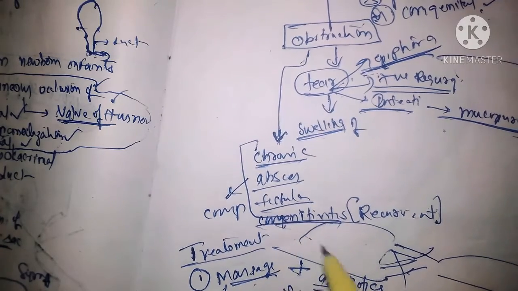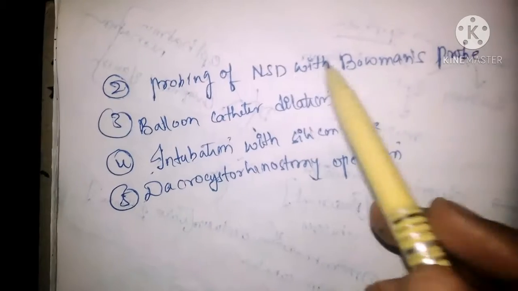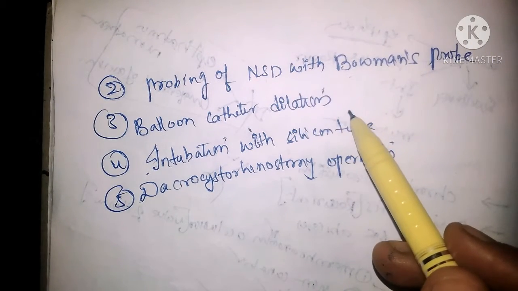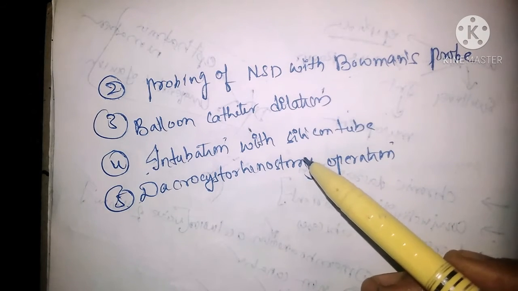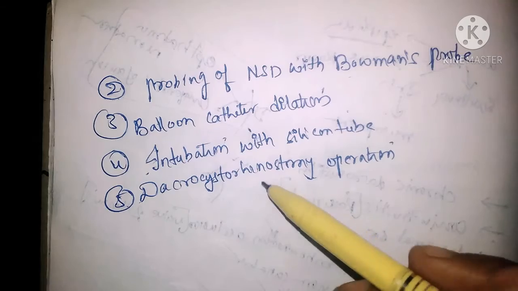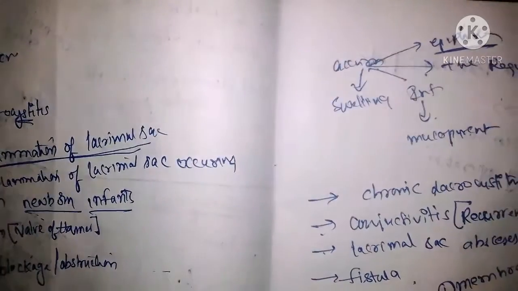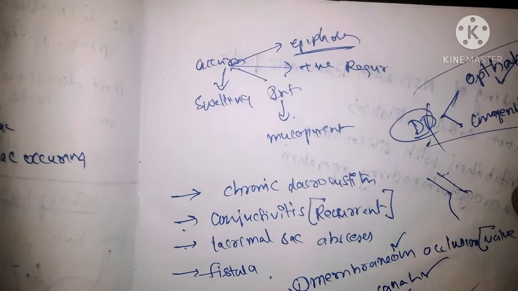Okay, if you don't treat this, it results in chronic form, abscess formation, fistula formation, and conjunctivitis. Okay, treatment will be massage for 6 months. Then if it fails, we'll do probing of the nasolacrimal duct with Bowman's probe. If this also fails, then we will do balloon catheter dilation. If this also fails, we will do intubation with silicone tube. If this also fails, then we will do surgical repair, that is dacryocystorhinostomy. Clear? The differential diagnosis for this is ophthalmia neonatorum and congenital glaucoma.